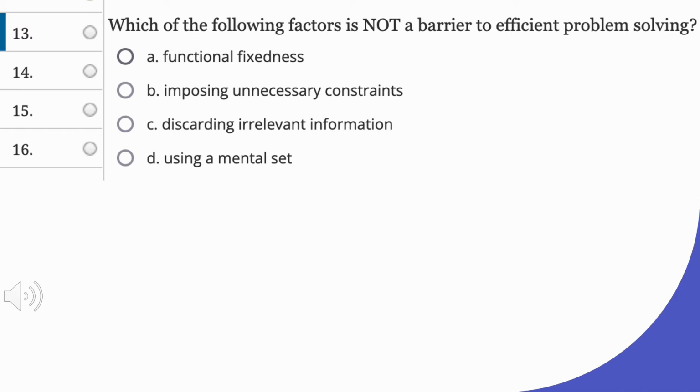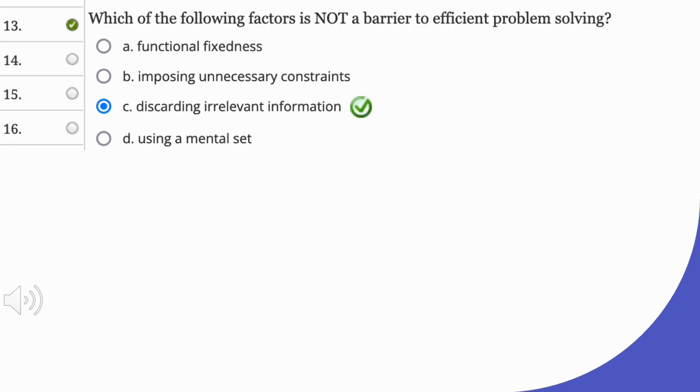Question 13. Which of the following factors is not a barrier to efficient problem solving? A. Functional fixedness. B. Imposing unnecessary constraints. C. Discarding irrelevant information. D. Using a mental set. It's C. Discarding irrelevant information, because that is a way to improve problem solving. The rest are, including not discarding irrelevant information.